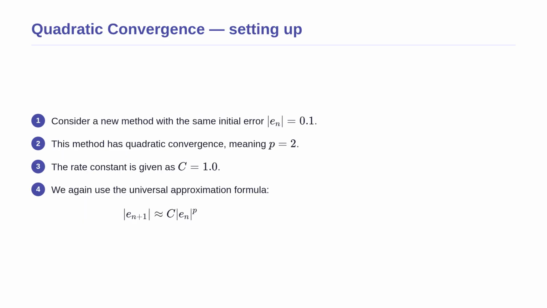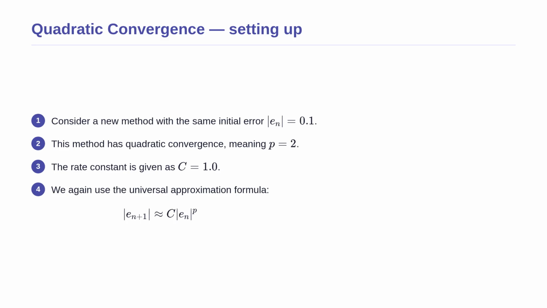Now let us examine a more powerful method to see the impact of a higher order. Suppose another numerical method has the exact same initial error of 0.1 at step n. However, this method features quadratic convergence, meaning its order p is 2. The rate constant c for this specific method is given as 1.0. We want to find the expected error at the next step to compare it with a previous linear method.